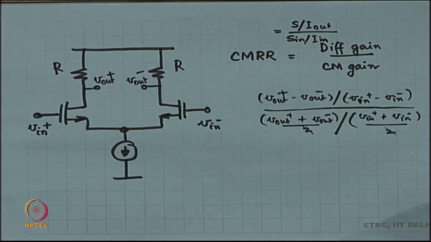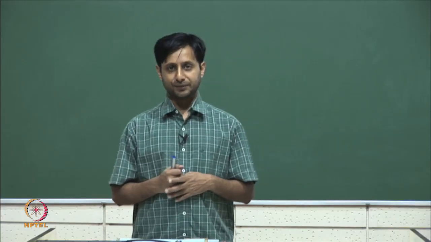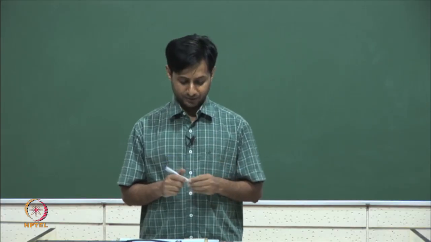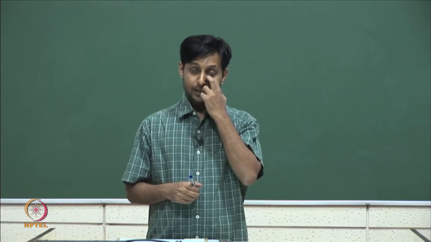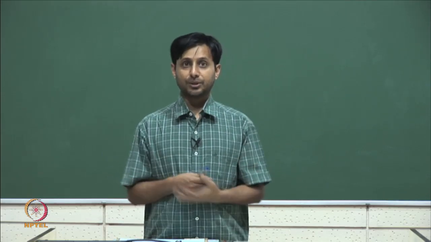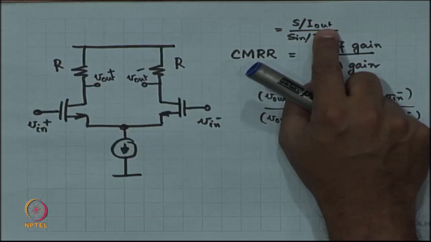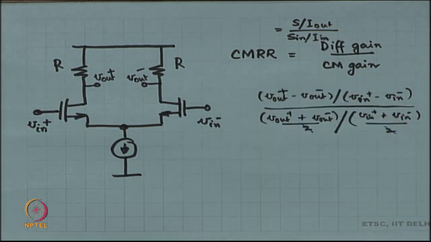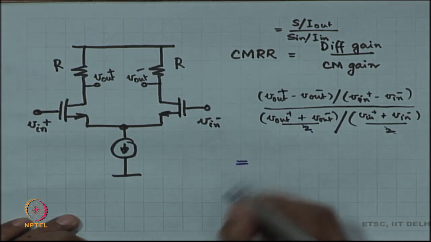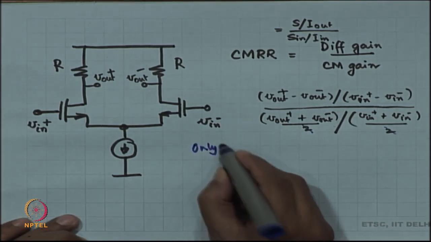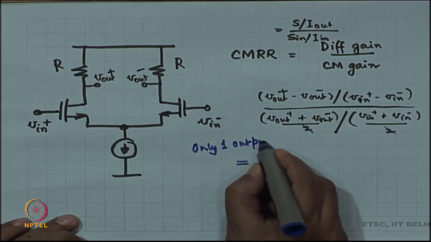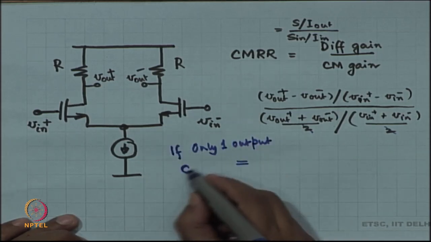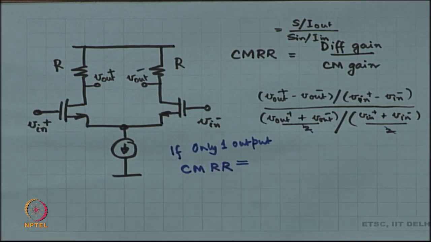Now, suppose it is not a fully differential amplifier where the output has two terminals. Suppose the output only has one terminal, then there is no possibility of talking about interference at the output. So, this interference at the output is really not relevant anymore. So, we are going to fall back to this, and in such a situation where there is only one output, what is going to be CMRR?